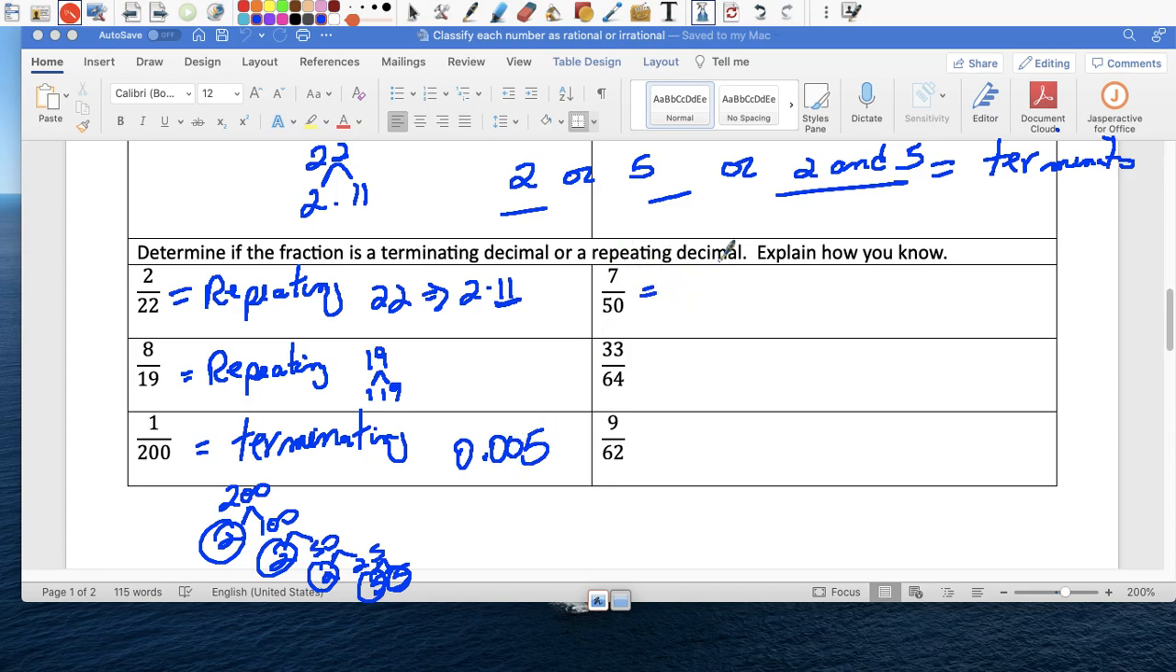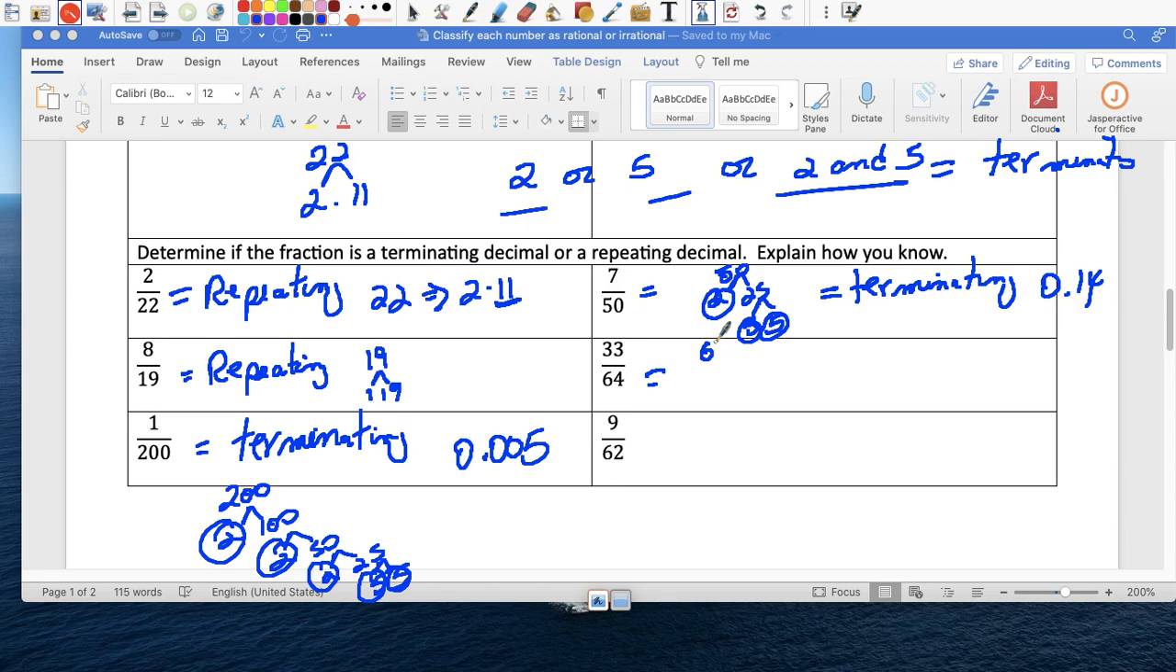7 over 50, take the 50, break it up. 50 becomes 2 and 25. 25 can be broken up into 5 and 5. So 50 is 2 times 5 times 5, which again is made up of just 2's and 5's. So this is terminating. It's not going to be a repeating decimal. Again, 7 divided by 50, you get 0.14.